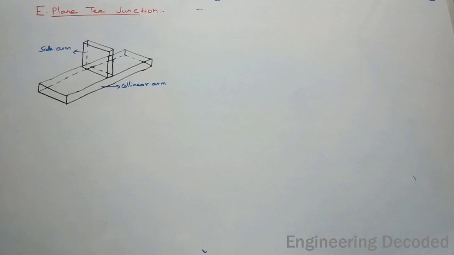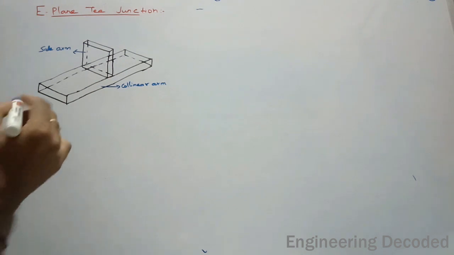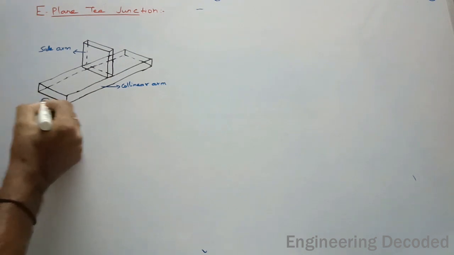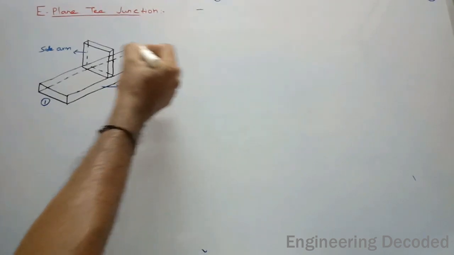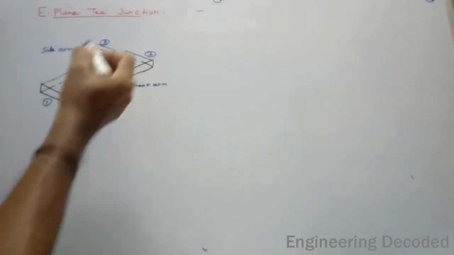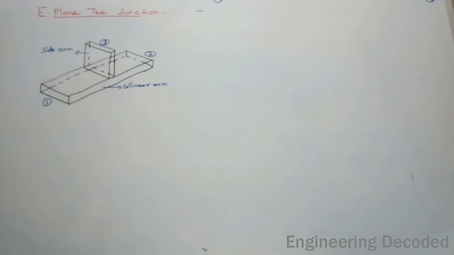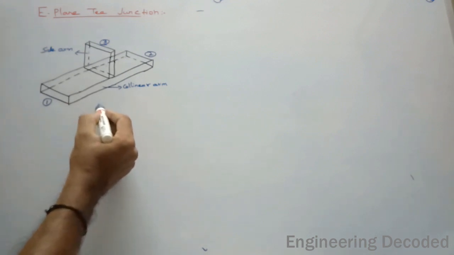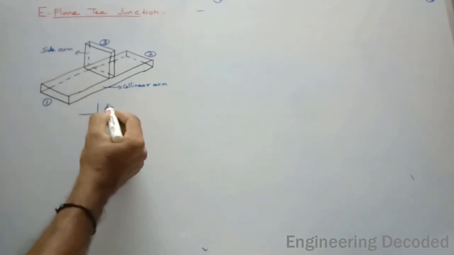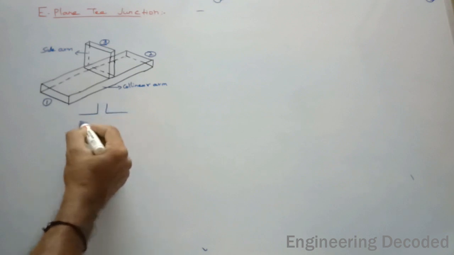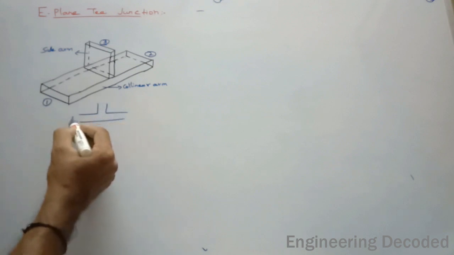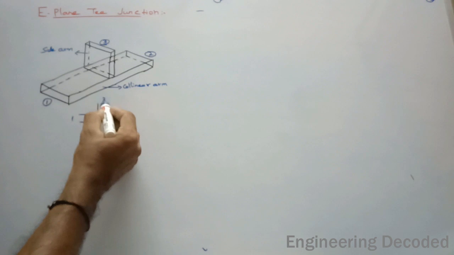So in the diagram you can see there are three ports in an E-plane T. So this is port number 1, this is port number 2, and this one is port number 3. For better understanding, you can assume it like this. So in an E-plane T, this is port 1, this is port 2, and this is port 3.